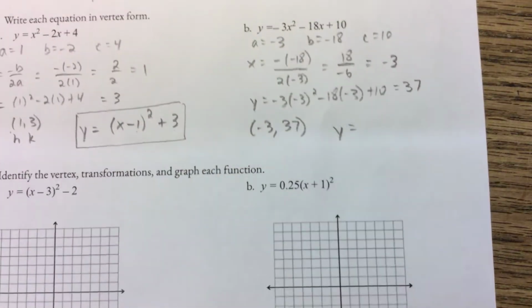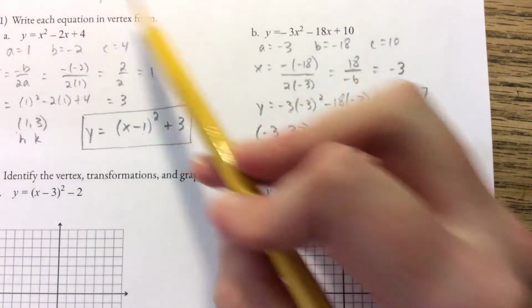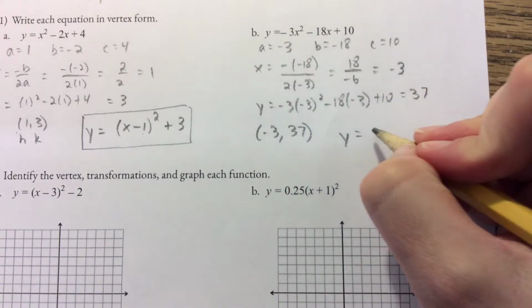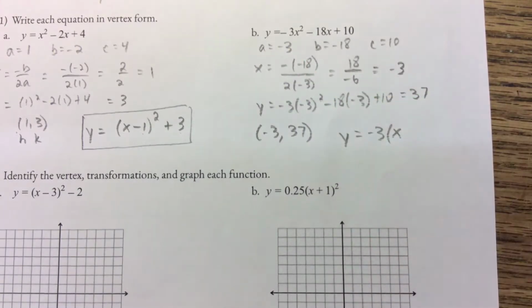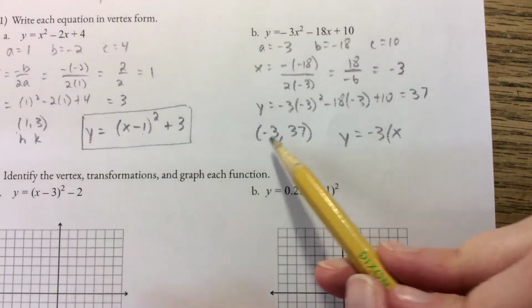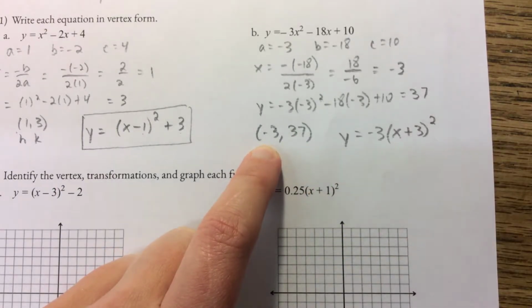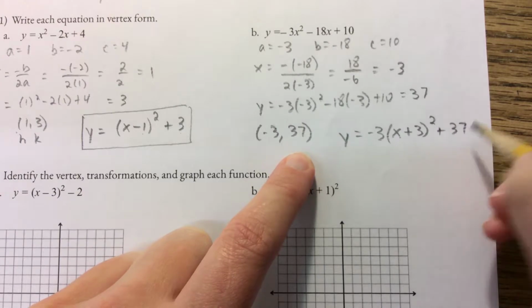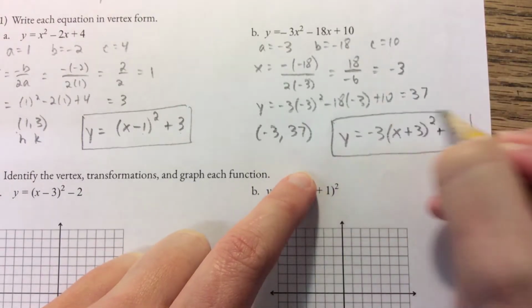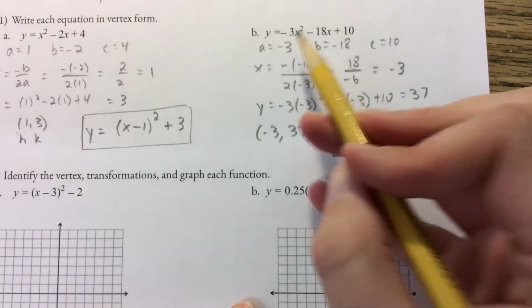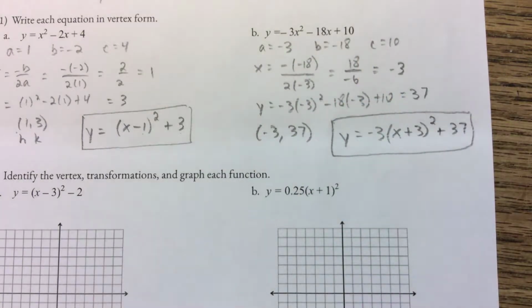So when I substitute that into vertex form, I now have an a value in the front here that I need to use. So I have a negative 3. I have x minus this negative 3. So that's going to become plus 3. And then plus 37. So this is actually the same parabola as this would be.